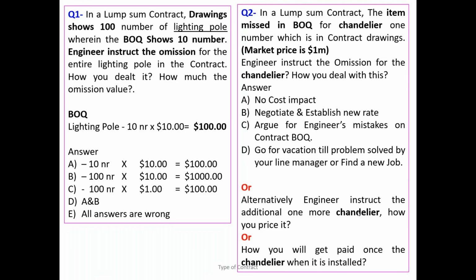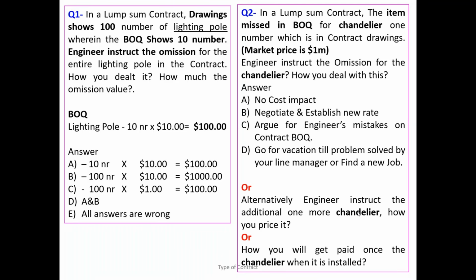So the first one is the mistake. It is not there. Therefore, you have to give the cost saving to the employer. Look, even though there is no cost impact, omission happened, so you have to give the cost saving. So that is item B. You have to negotiate the established rate.